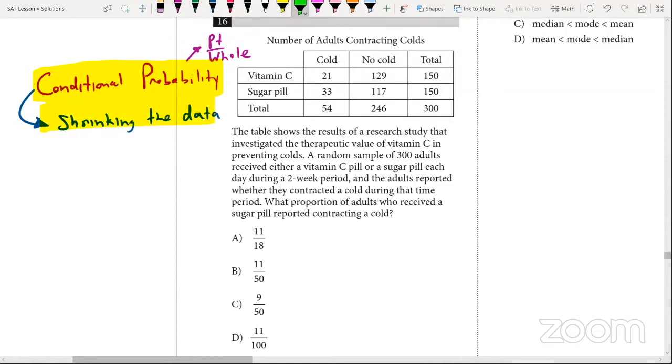So what proportion of adults who received the sugar pill? So who received the sugar pill? These people did. And I'm not going to highlight the total because it'll feel like highlighting the same number twice. But these are the people who received the sugar pill. And what proportion of those people got the cold? So the people who got the cold is this part of that group right there.